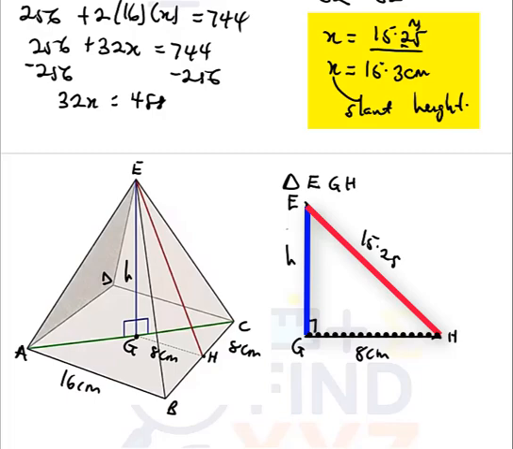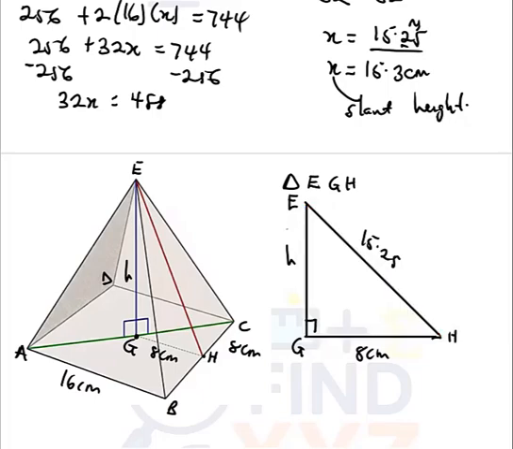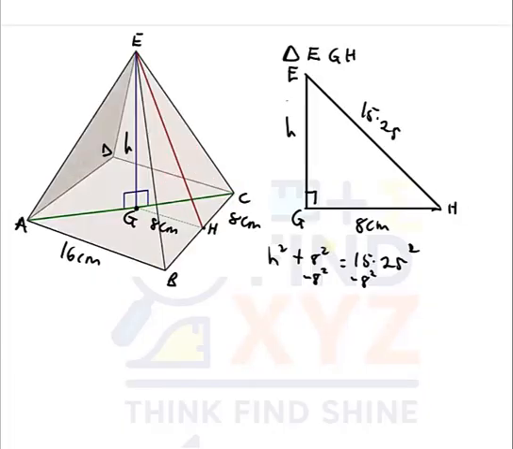Now we have a right angle triangle. What comes to mind? Pythagoras theorem. So let's use Pythagoras theorem to find the height of this solid. So we can say h squared plus 8 squared will give us 15.25 squared. So we can subtract 8 squared from both sides of the equation. So we have 8 squared minus 8 squared, that will give us 0. So we have h squared is equal to 15.25 squared minus 8 squared. Then since we are looking for h, not h squared, take the root to get rid of the square.